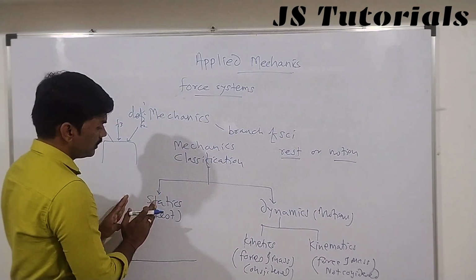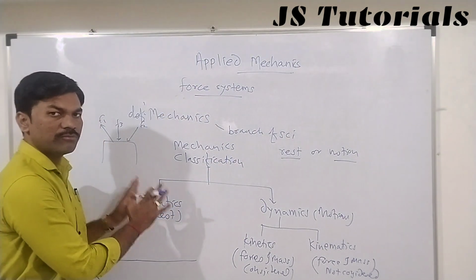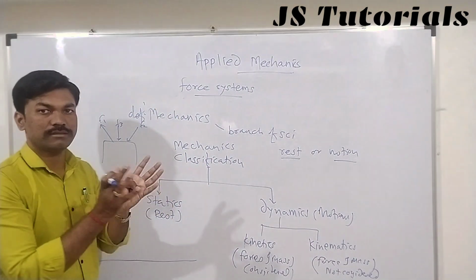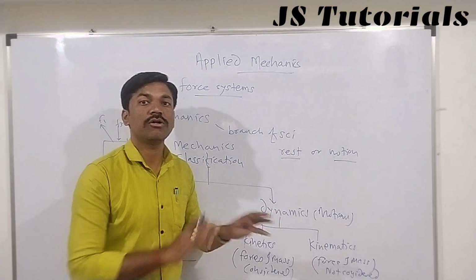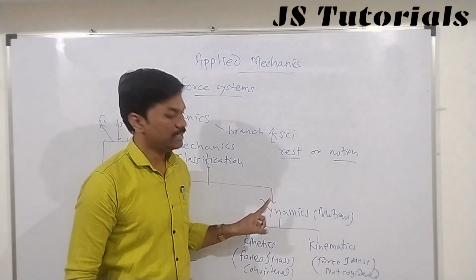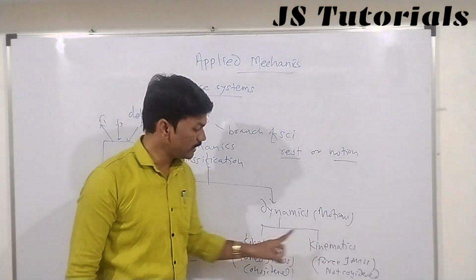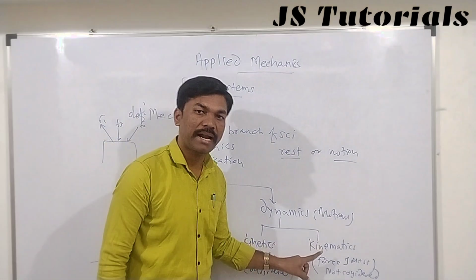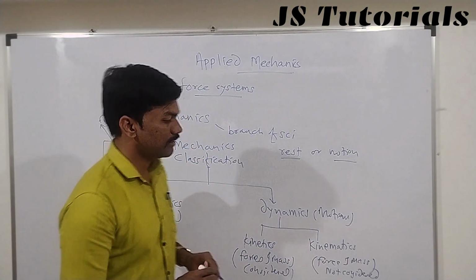The student should remember this classification broadly. Mechanics can be divided into statics and dynamics. For statics, all the bodies are at rest and forces are acting on them; this whole study of those forces is done in the concept of statics. In dynamics, all the bodies are in motion and forces are acting on them; this whole study is done under the concept of dynamics. Dynamics is again divided into kinetics and kinematics. For kinetics, remember that forces and mass are considered, and for kinematics, forces and mass are not considered. This is the classification of mechanics.